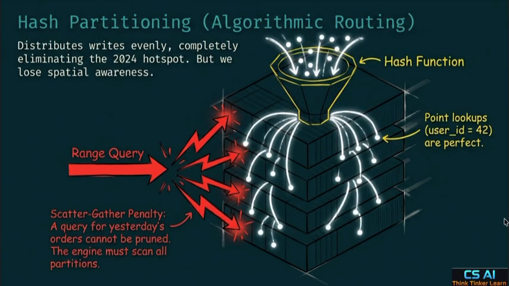Enter hash partitioning. This is your algorithmic router. By hashing your partition key, you distribute writes evenly across all your nodes, effectively nuking that 2024 hotspot. Your point lookups for a specific user ID become instant. However, the trade-off is losing spatial awareness. If you need to run a range query for last week's orders, the engine loses its ability to prune. It's forced into a scatter-gather operation, scanning every single partition. You can't have it all.